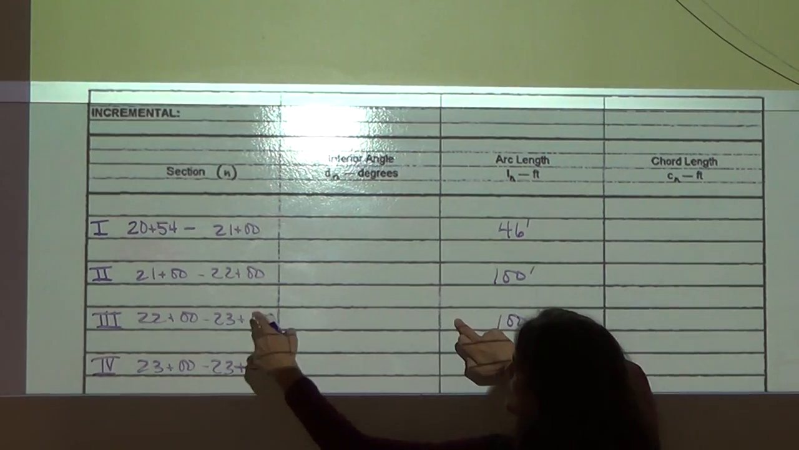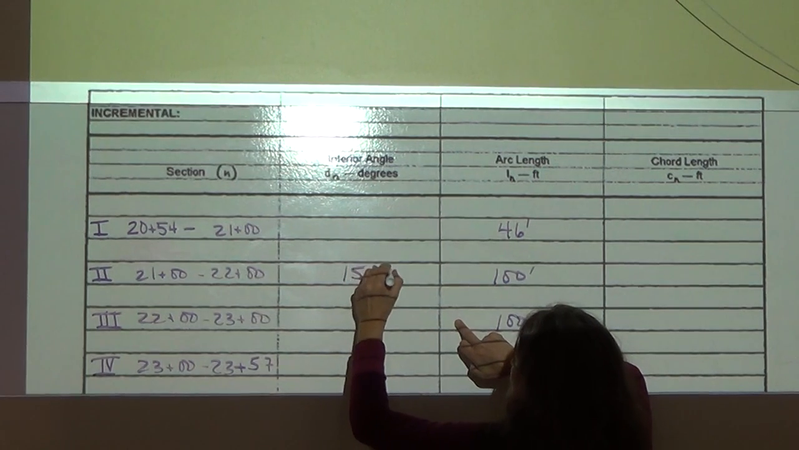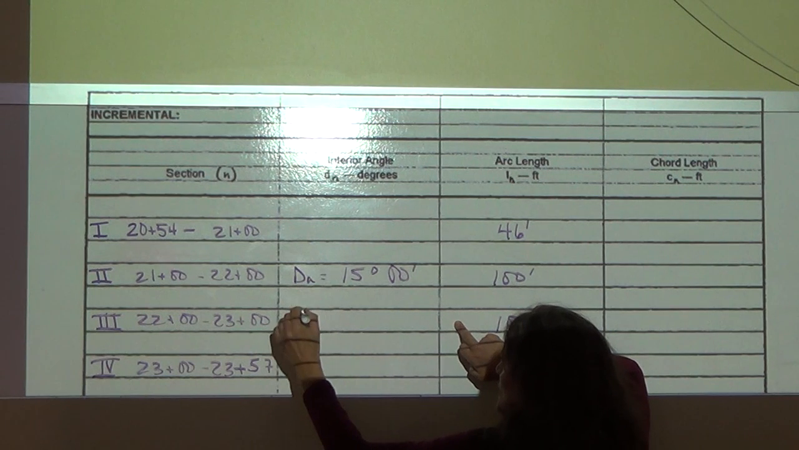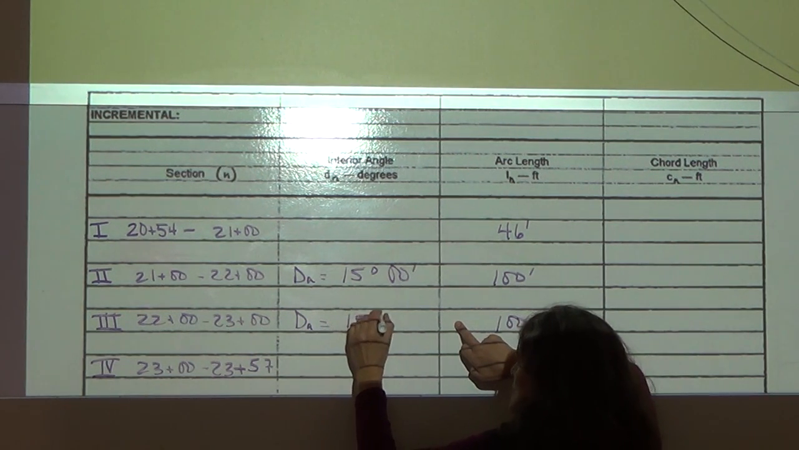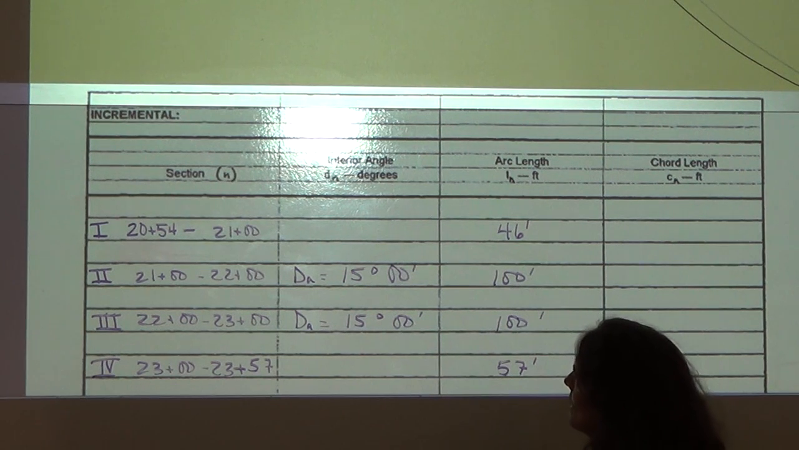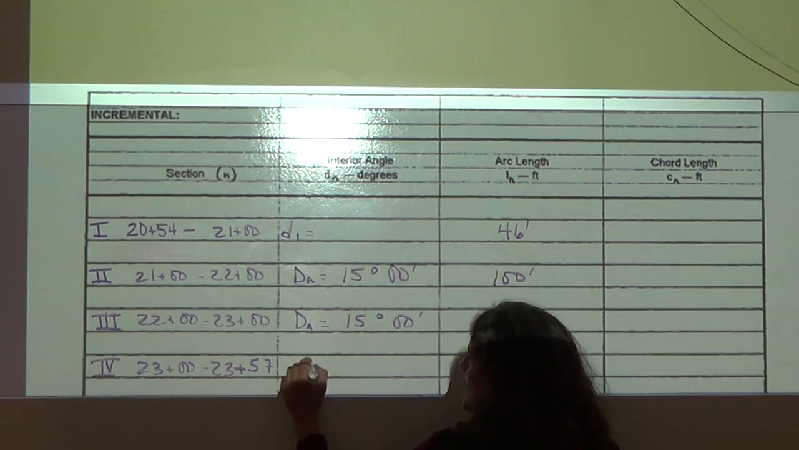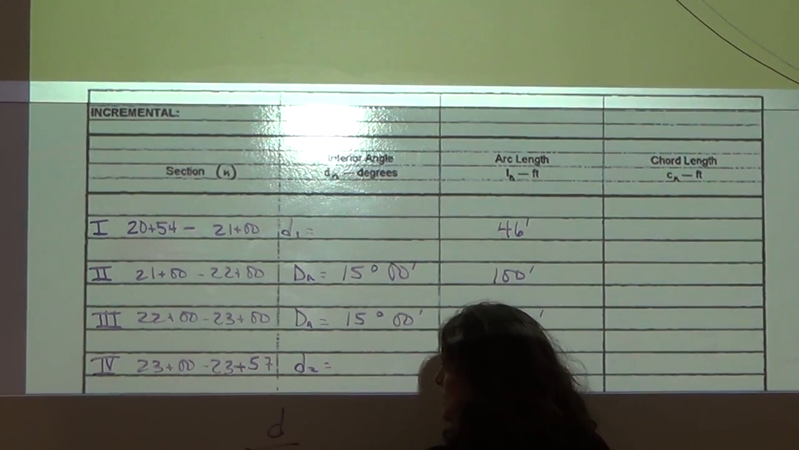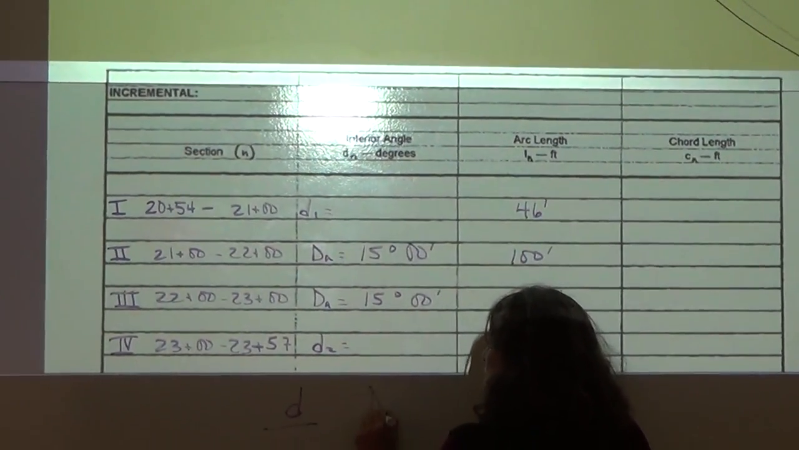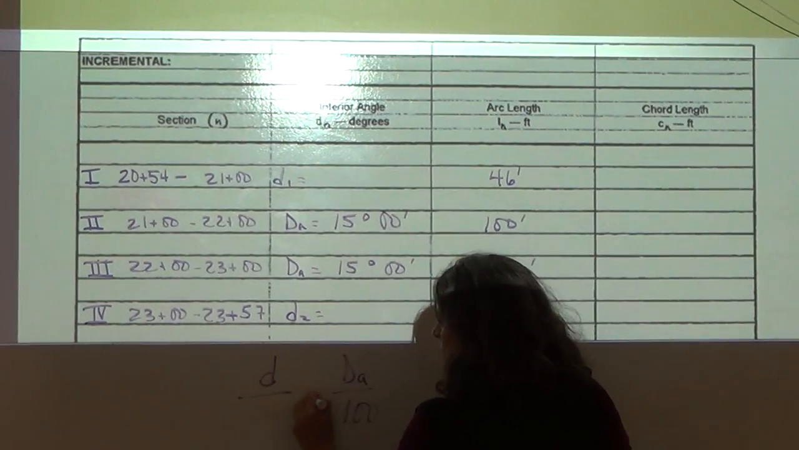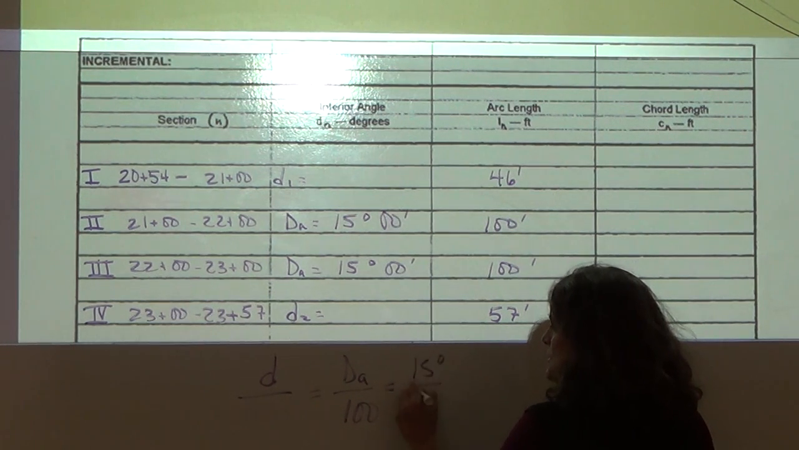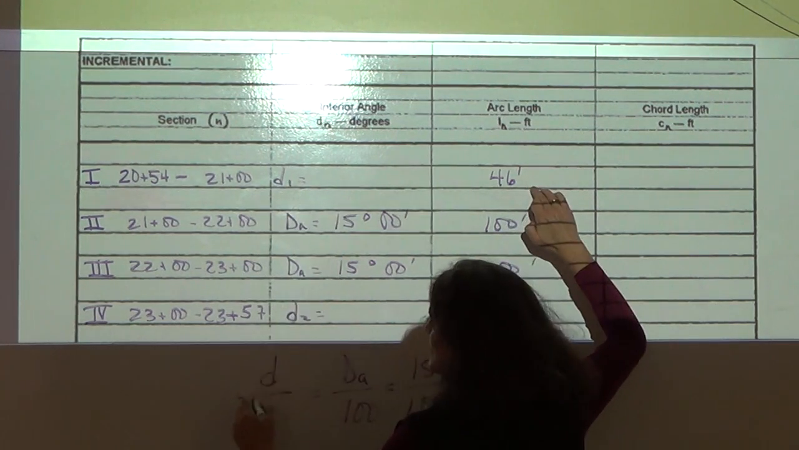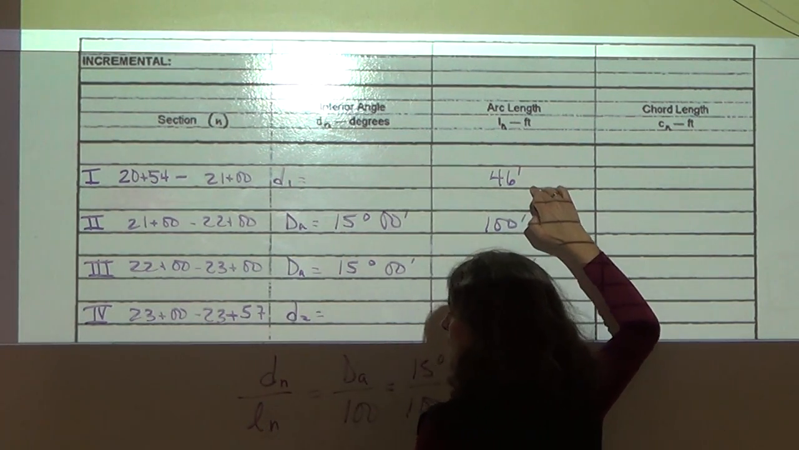The little d's, we know these two are full stations, so it's got to be 15 degrees 00 minutes, because it's the degree of curvature of the arc definition. In order to find D1 and D2, I need to use that equation. dA is to 100, and that's 15 degrees, is to 100 feet, as D is to whatever it happens to be. So here we'll put D sub N is L sub N.